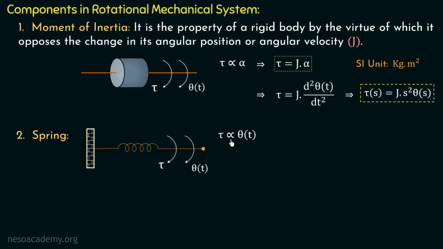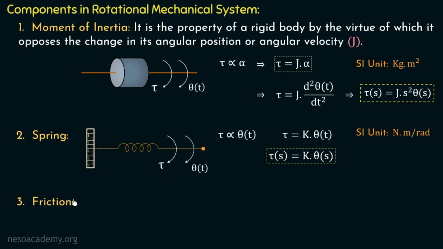If we remove this proportionality, we will have tau equal to k multiplied with theta t, where k is the torsional spring constant and the unit of k is Newton meter per radian. Now, if we try to apply the Laplace transform on both the sides, we will have tau s equal to k multiplied with theta s. And this is the torque equation in case of a spring when we apply a torque tau in order to rotate the spring. I hope you got this.